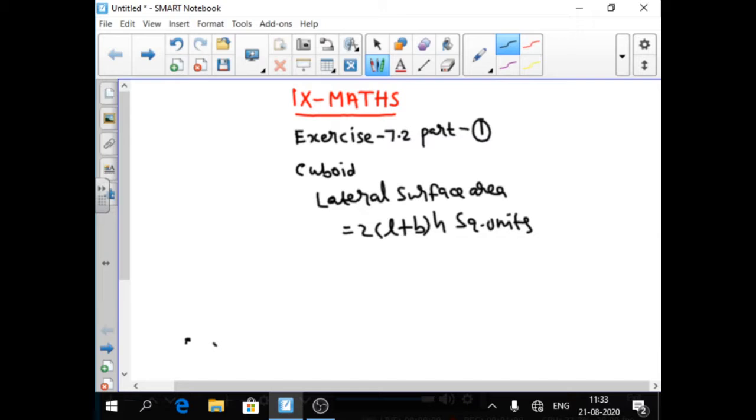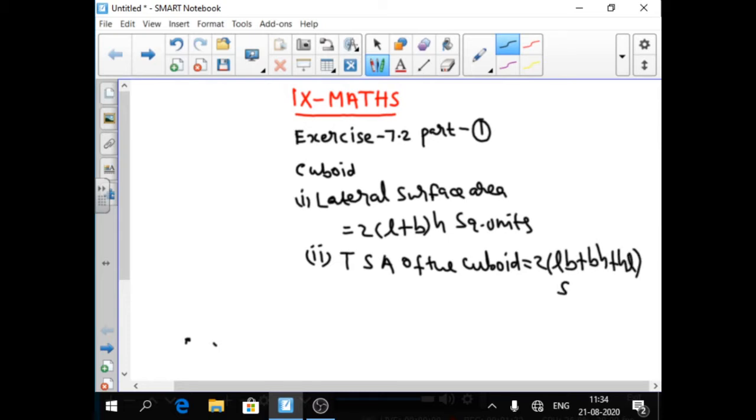And the second formula, total surface area of the cuboid is equal to 2 times of (length breadth plus breadth height plus height length) squared units. These two formulas we have to use in these 7.2 exercise sums.